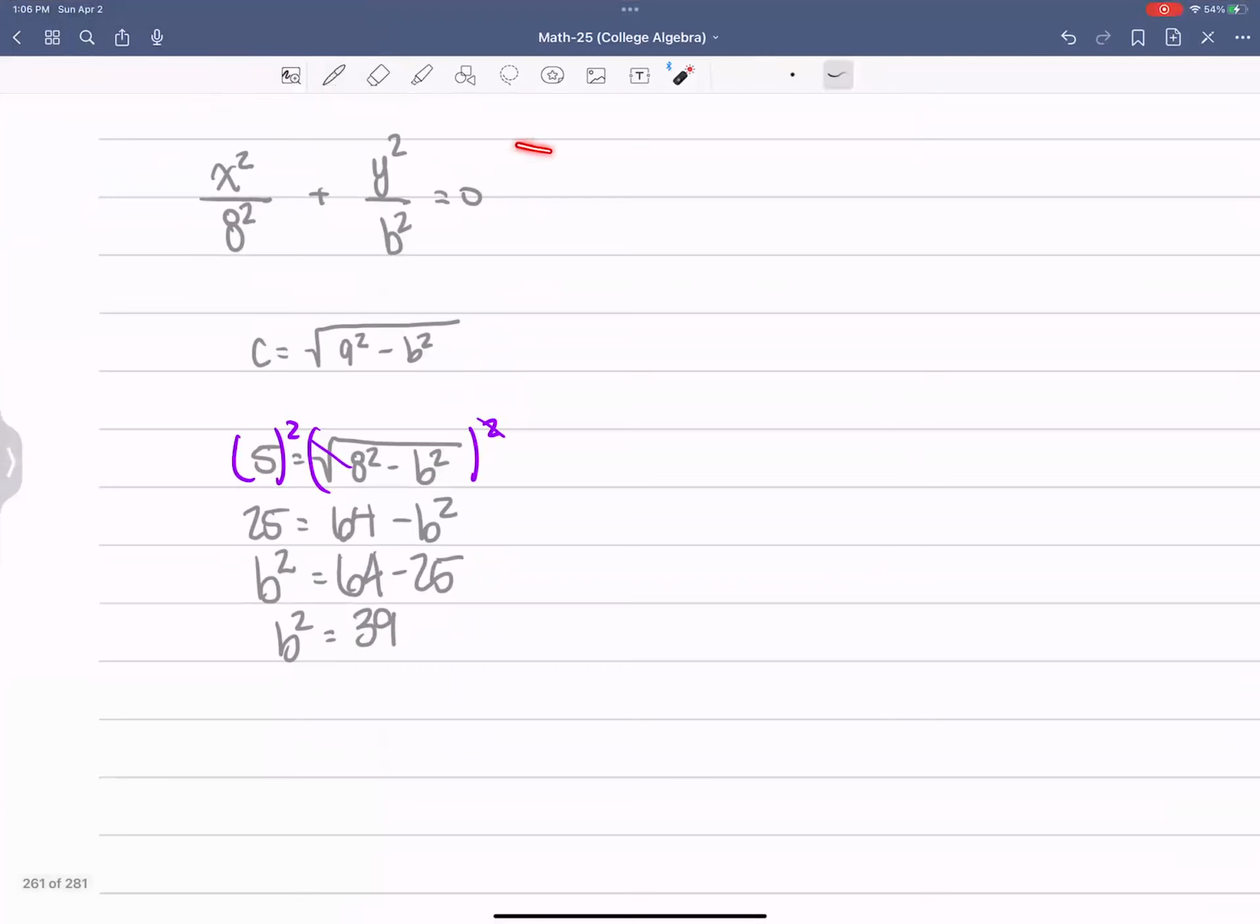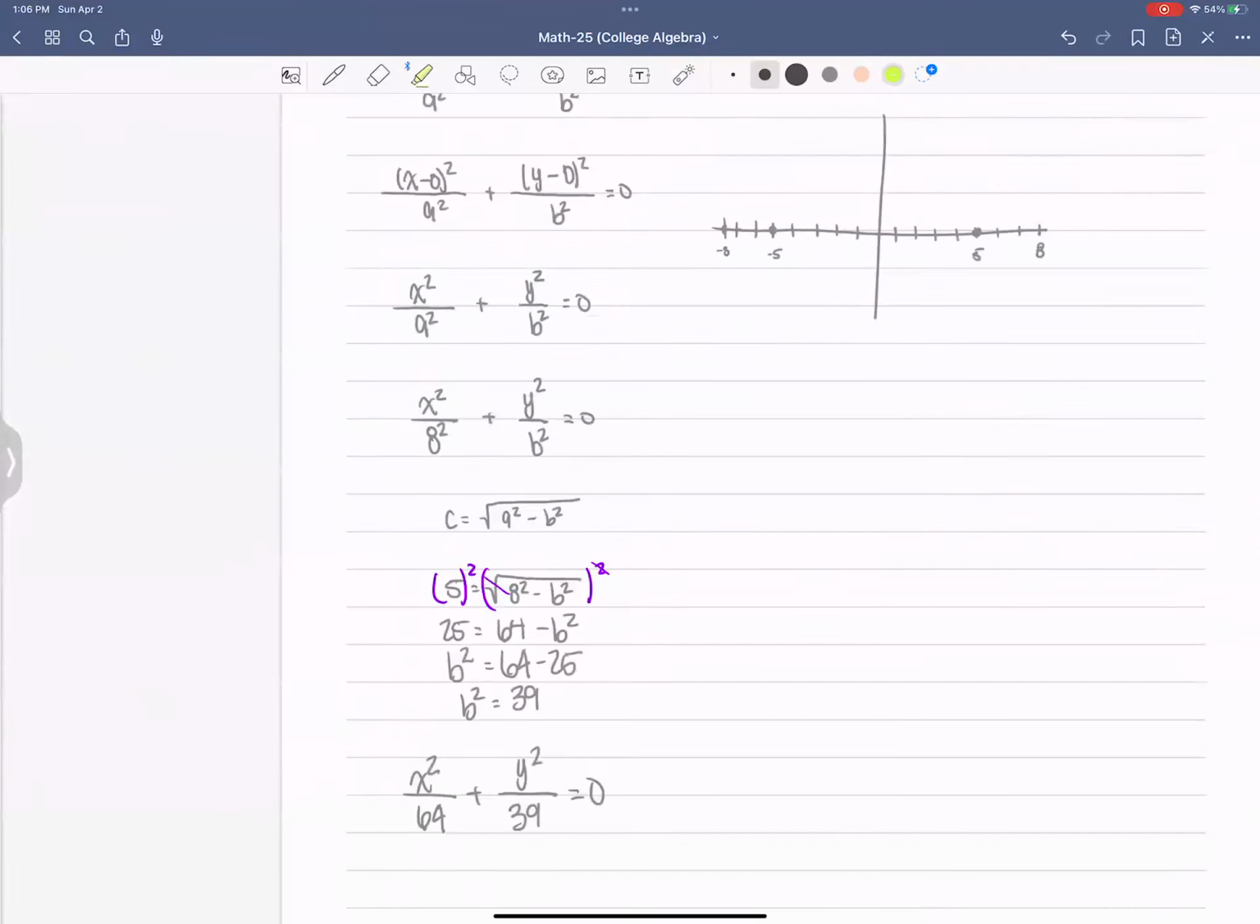So now grabbing this equation up here, x squared over 8 squared, which is 64, plus b squared, which we said was 39, and throwing the y squared there. So this is our equation in standard form.